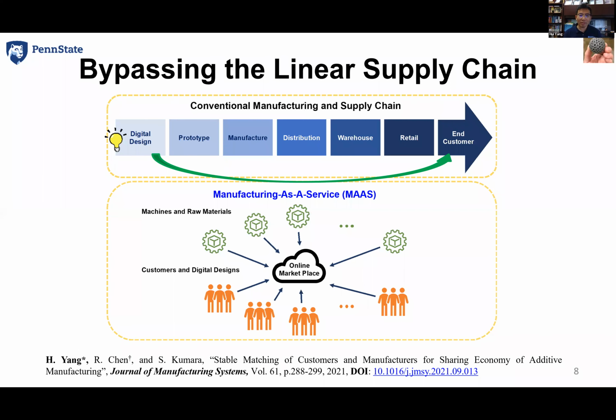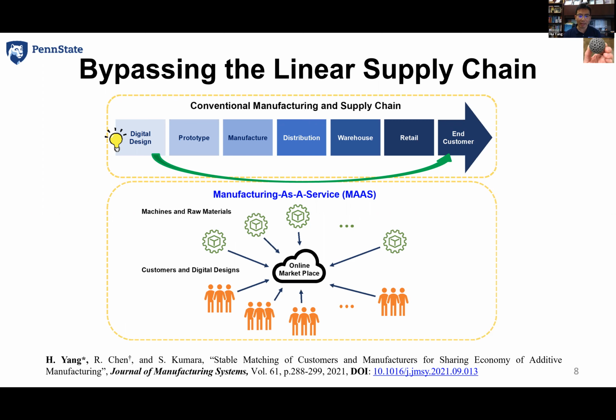But additive manufacturing gives you the flexibility to bypass the traditional linear supply chain. If you have a design idea, you can submit the CAD model and get it printed somewhere with a supplier, and then it will get mailed back to the end customer. Okay, so this is another paradigm.